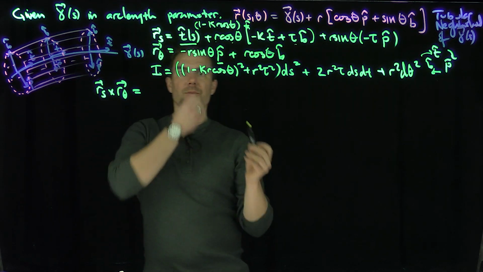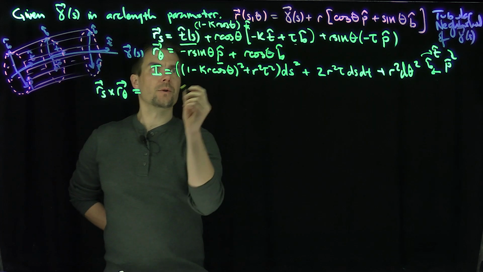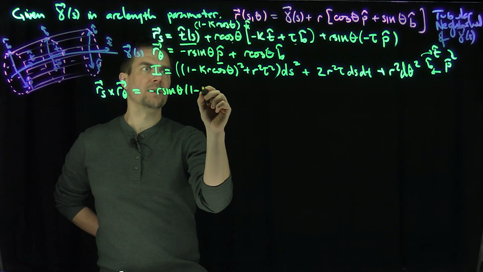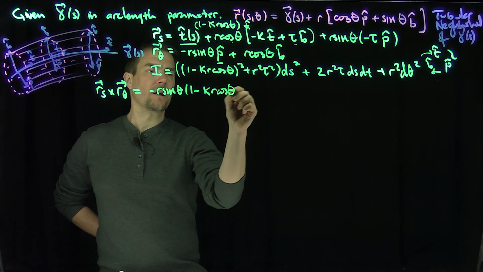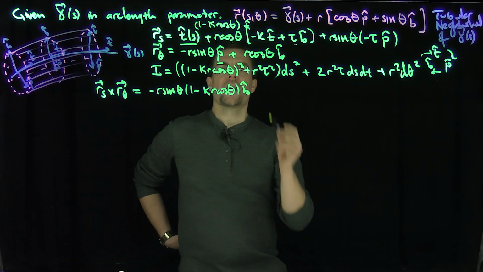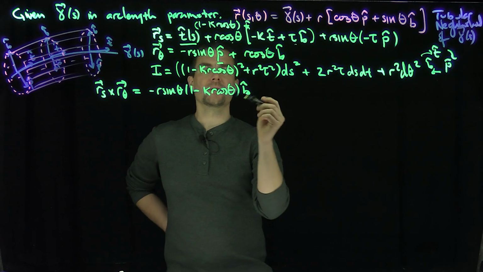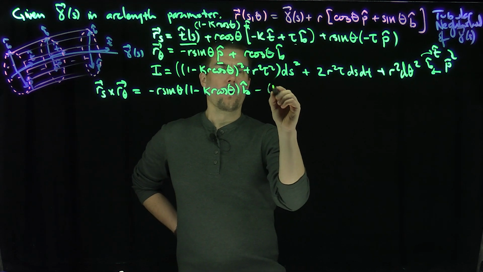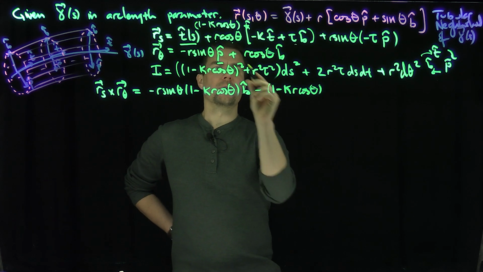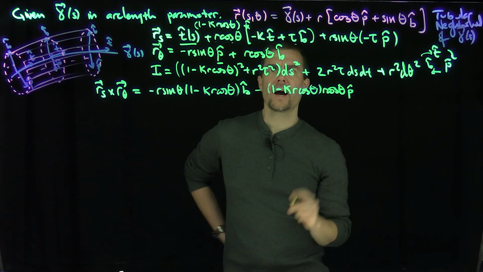And so what we're going to have over here is t cross b is going to be a b. So this is going to be a negative r sine theta, and then 1 minus kappa r cosine theta. That's my b hat. And I can do this t cross b. T cross b is going to be negative p, right? So it's going to be a negative 1 minus kappa r cosine theta. And then this thing over here is going to be r cosine theta, and then a p hat. Great.